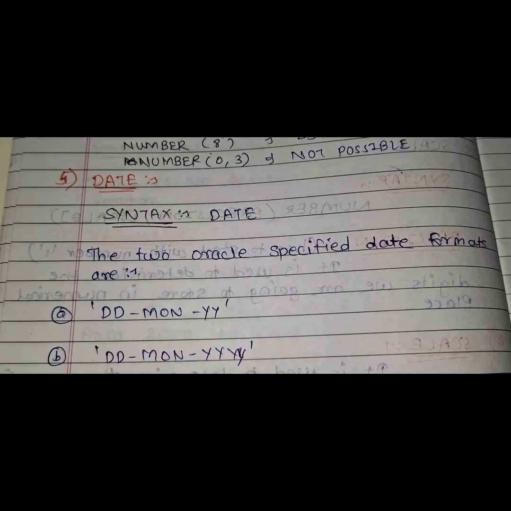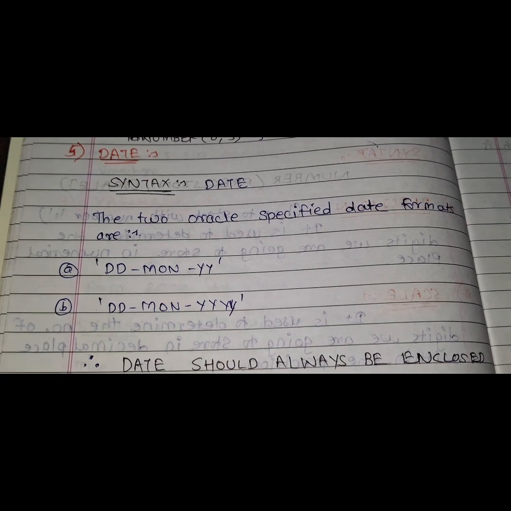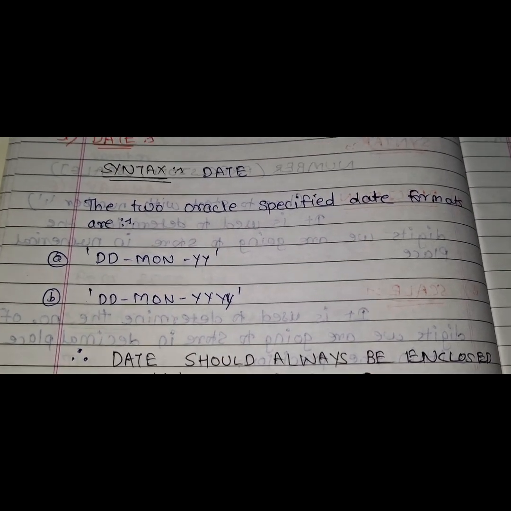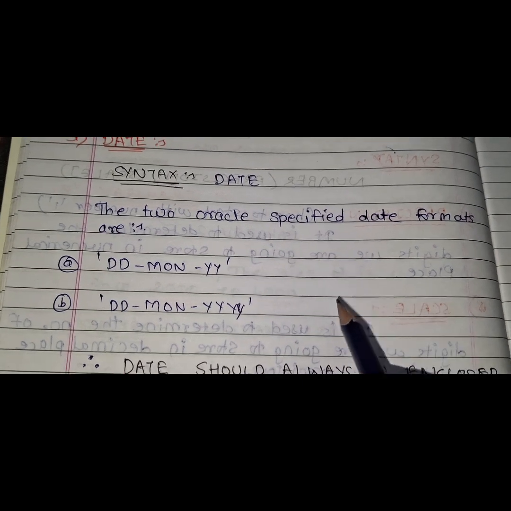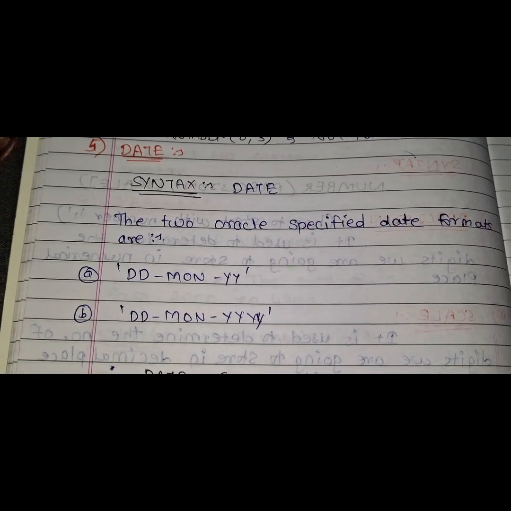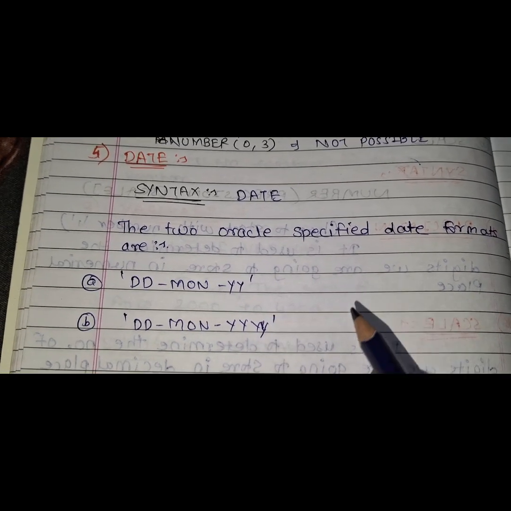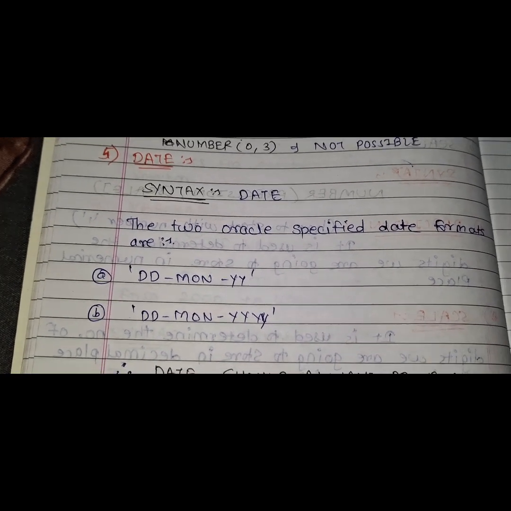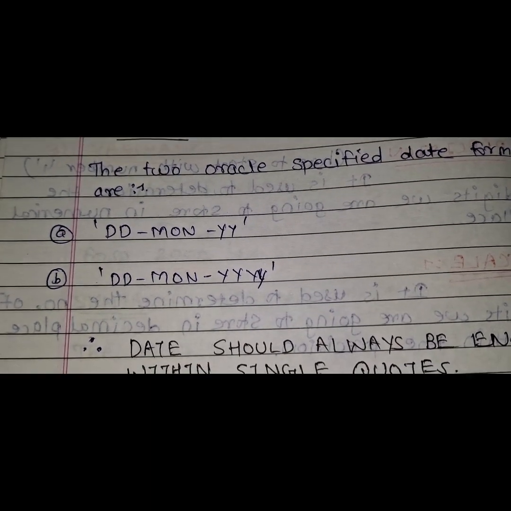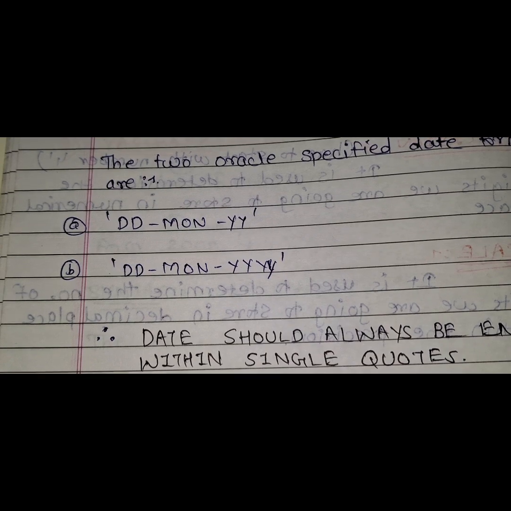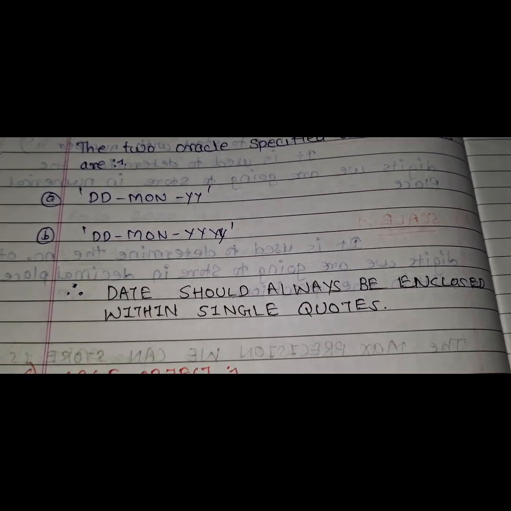Let's understand about the date now. The syntax for the date is DATE. The two Oracle specified date formats are DD-MON-YY, meaning 01, hyphen, JAN, meaning January, FEB for February, MAR for March. It is the 3-letter word, and YY. So let's suppose we are in 26, so 26. Another format is DD-MON-YYYY, meaning 01-JAN-2026. Date should always be enclosed within single quotes.